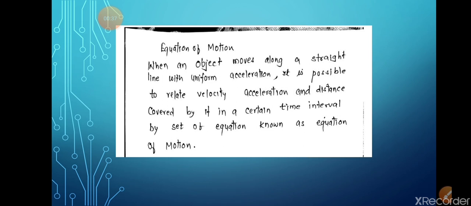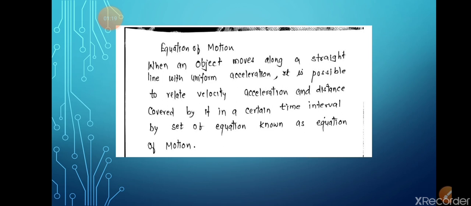Today we will discuss the relation between three basic physical quantities: acceleration, velocity, and the distance covered. These three physical quantities are interrelated in a certain interval of time, and they form a set of equations. This set of equations is called the equations of motion in kinematics. Basically, in kinematics we are discussing the relation between velocity, acceleration, and time, as well as distance.